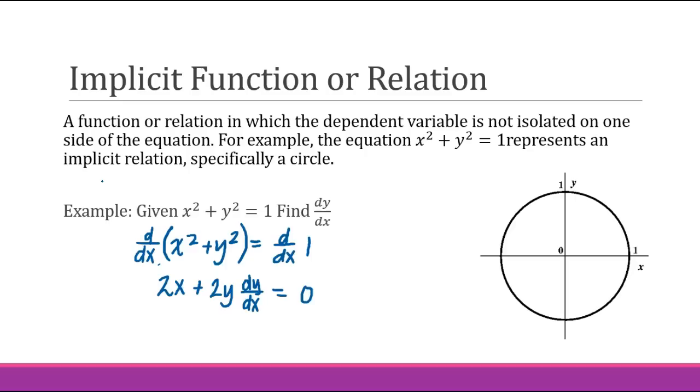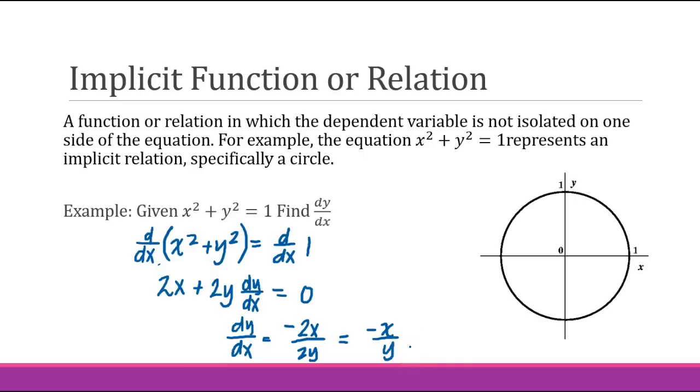So now I want dy/dx, so I'm going to isolate it by subtracting 2x and dividing by 2y. So dy/dx is equal to, if I subtract the 2x and divide by 2y, I end up with negative x over y. So we just found dy/dx is negative x over y.